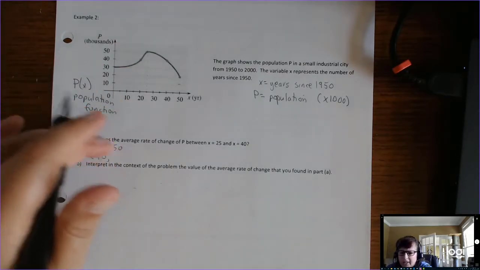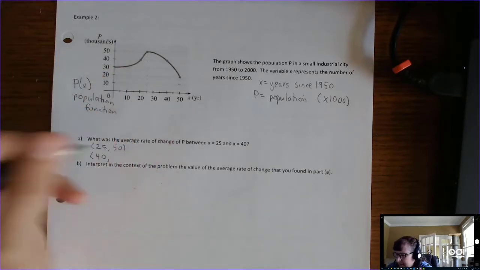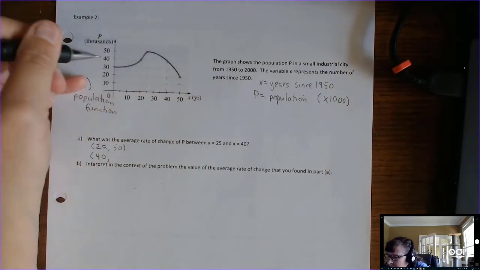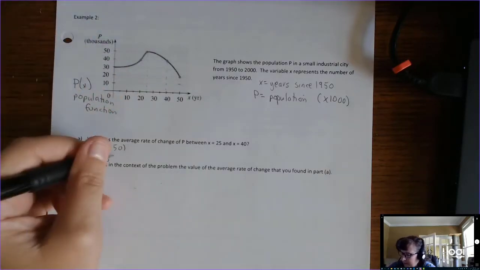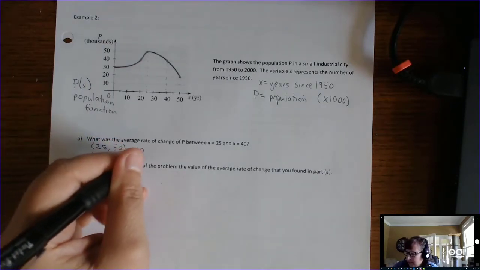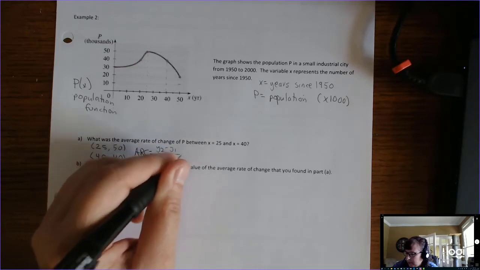Now it's 50,000, but don't put 50,000 in the work. While you're working the numbers, you want to leave the 1,000 off. That's why we do it. All right, when x is 40, y is 40. Okay, so now we're ready to do the average rate of change: y2 minus y1 over x2 minus x1.